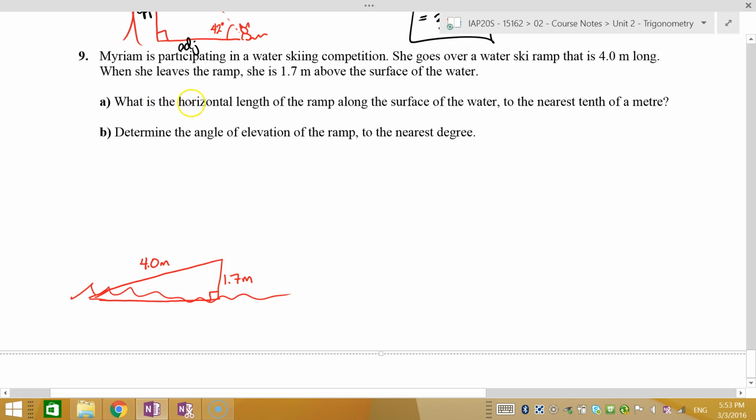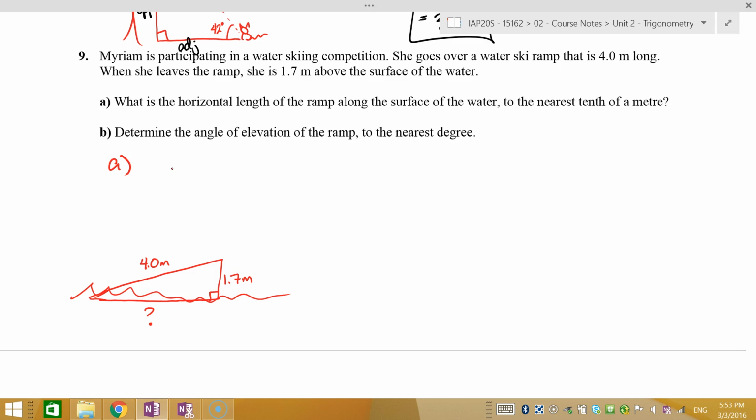So what is the horizontal length of the ramp? That is this piece right here. That's part A. If we know two sides of a triangle and we're solving for a third, and that triangle happens to be a right triangle, we will be using the Pythagorean theorem. So a squared plus b squared equals c squared.